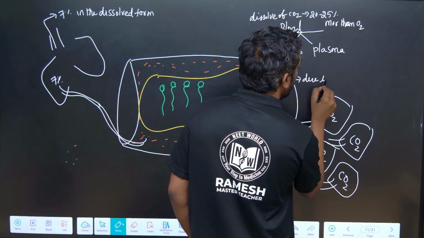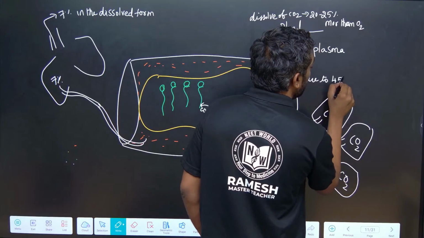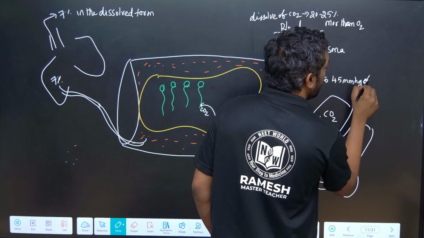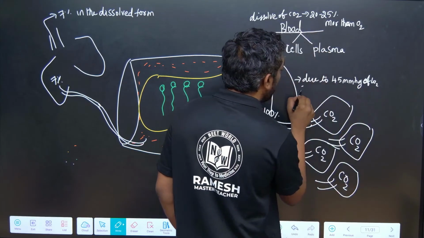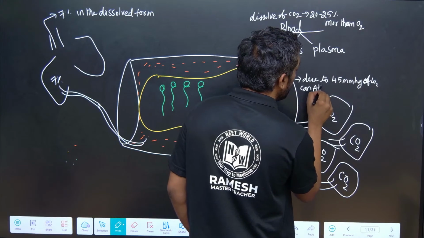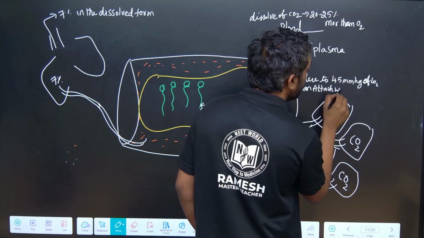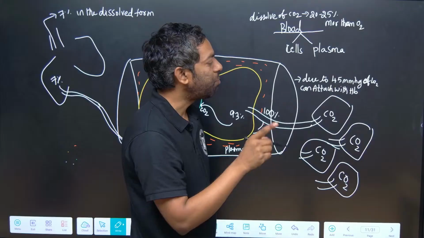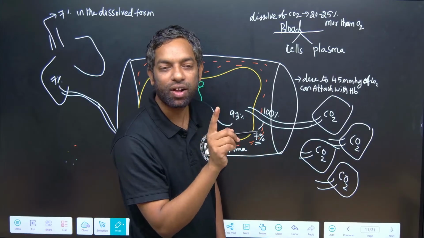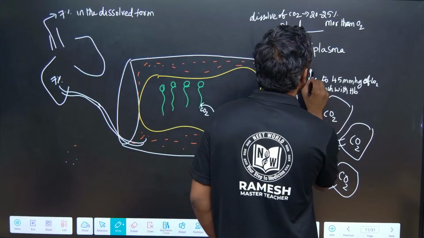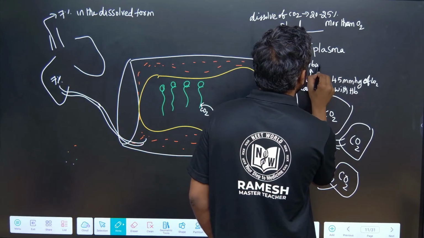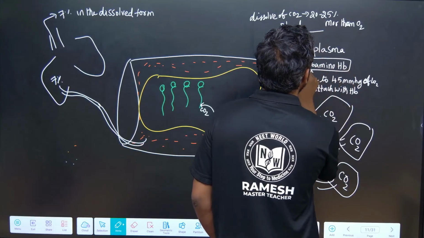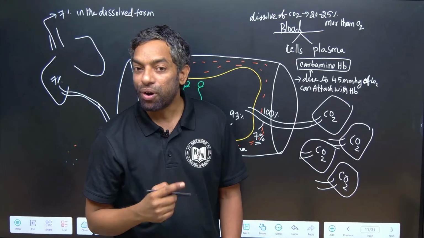Due to 45 mmHg of CO2, it can attach with hemoglobin, called carbaminohemoglobin. The form we can call carbaminohemoglobin. What is Bohr effect?